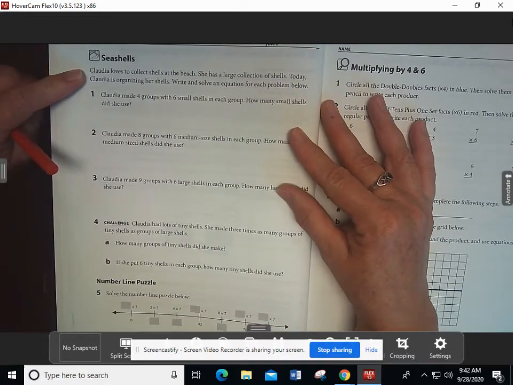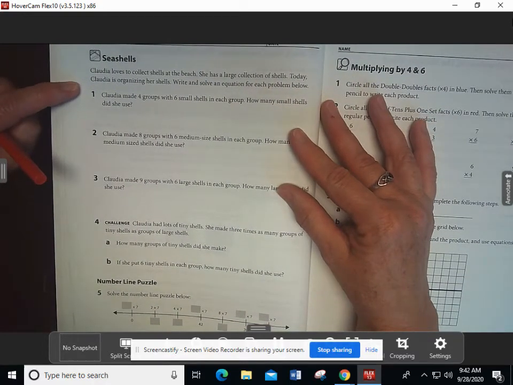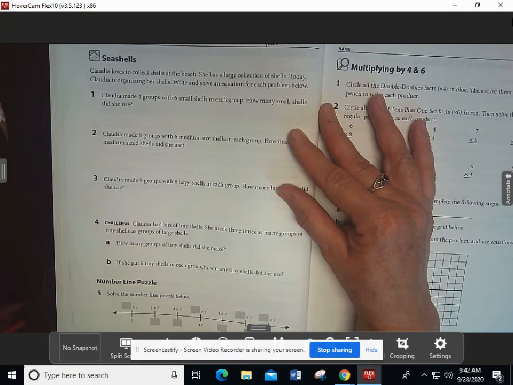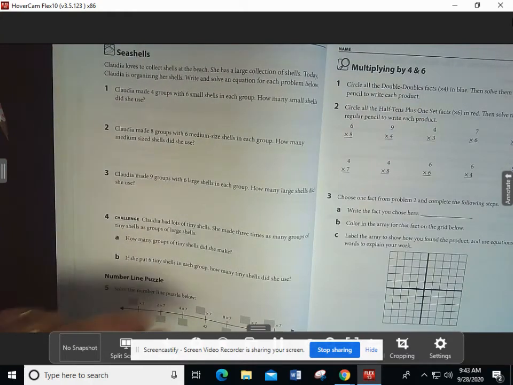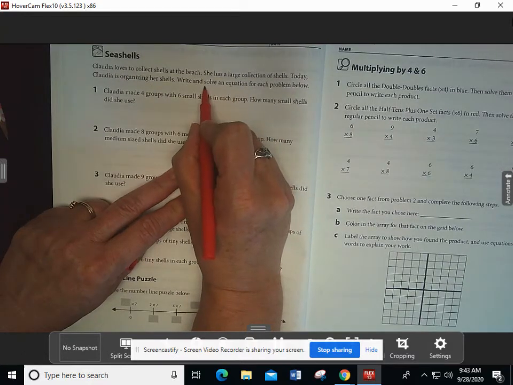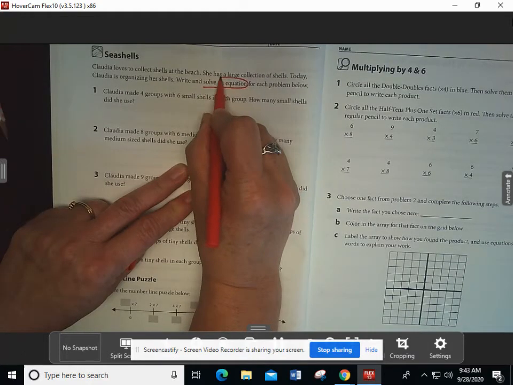So it says, Claudia loves to collect shells at the beach. She has a large collection of shells, and today Claudia is organizing her shells. Write and solve an equation for the problem below. You need to write an equation. You're solving for an equation.